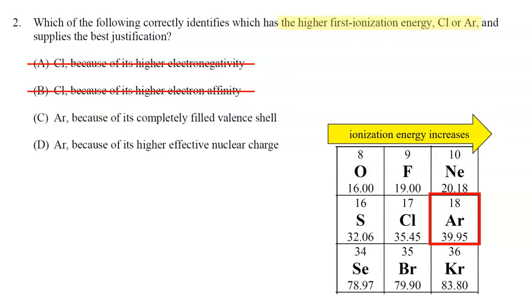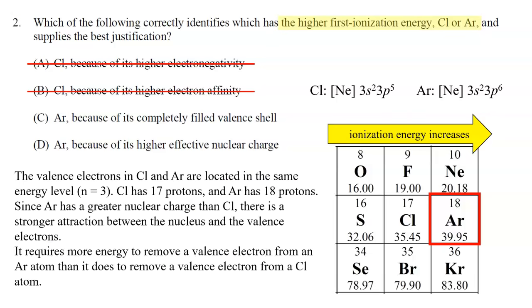So is it about the completely filled valence shell, or is it about a higher effective nuclear charge? So the explanation in question 2 is pretty much the same explanation that I already gave in question 1. When I was comparing potassium and calcium, I looked at the electron configuration. Let's go ahead and look at the electron configuration for chlorine and argon. So for chlorine, with its 17 electrons, that would be neon and then 3s2, 3p5. And argon, with its 18 electrons, it would be neon and then 3s2, 3p6.